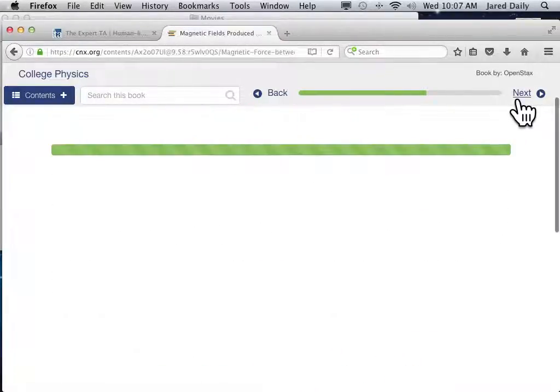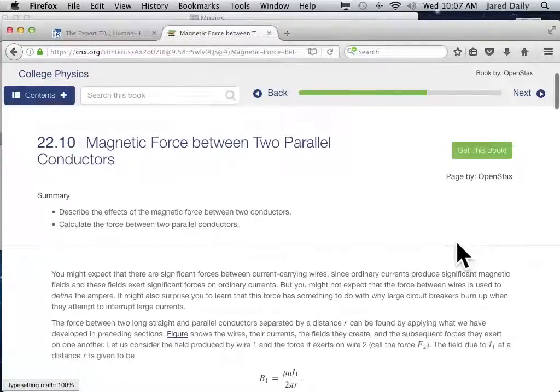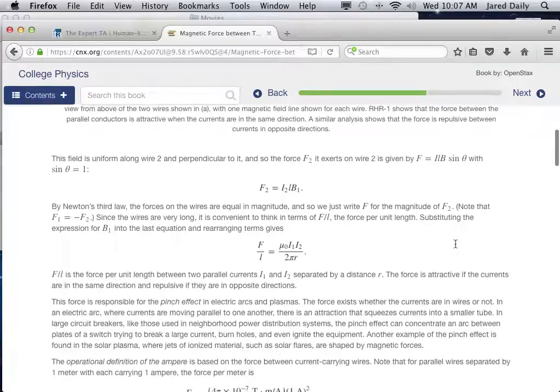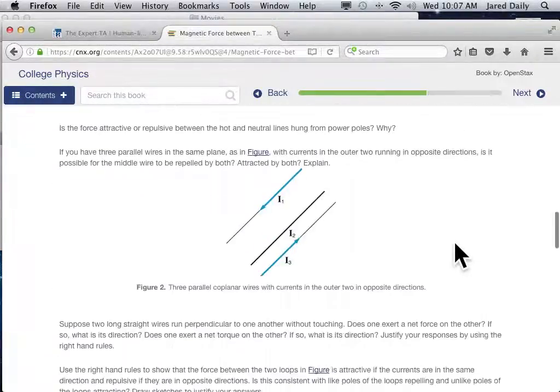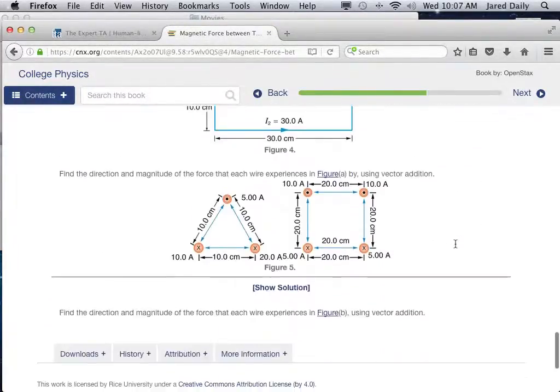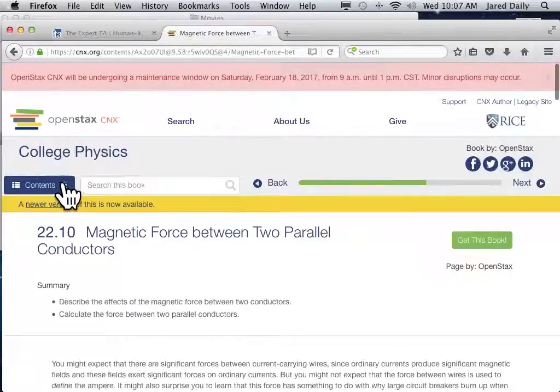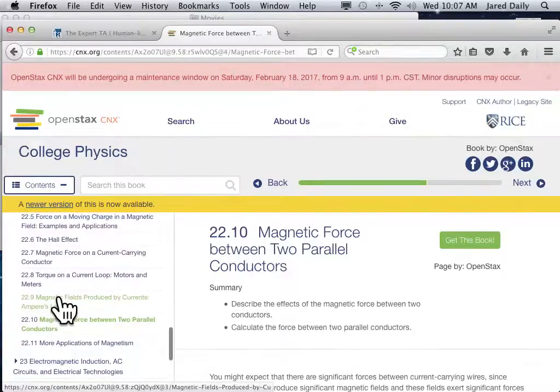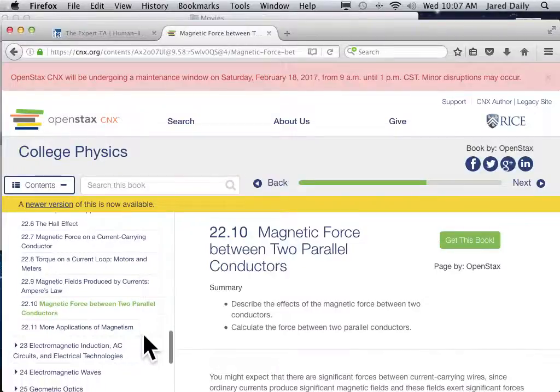So, we've got some laws that we're putting together here. We're going to talk about forces between conductors, and then we're going to talk about Faraday's law, I assume. Faraday's law will be in the next chapter, so we're getting close to Faraday's law.